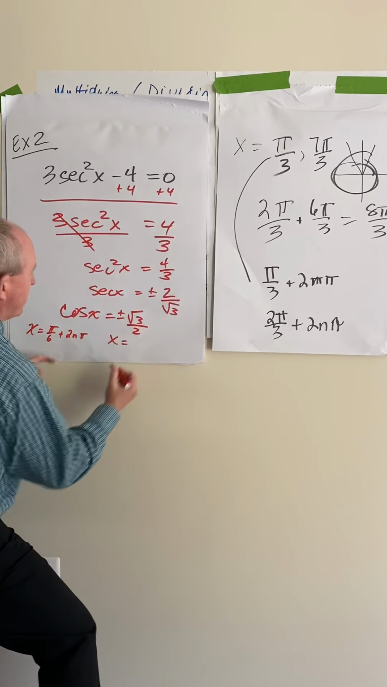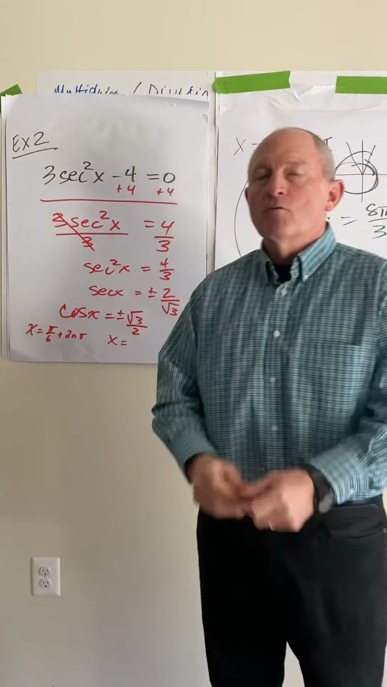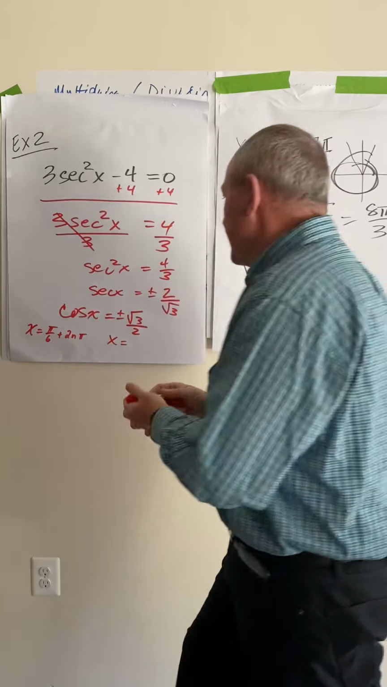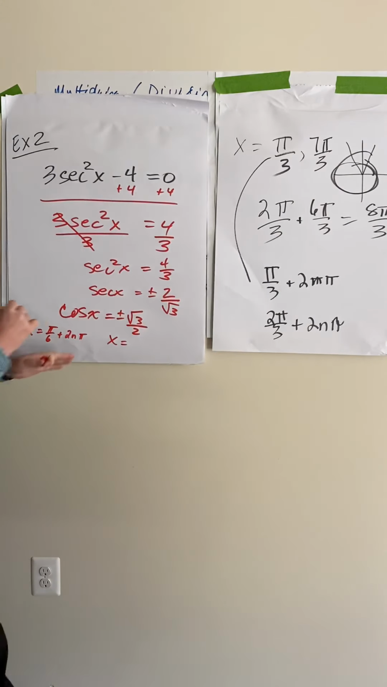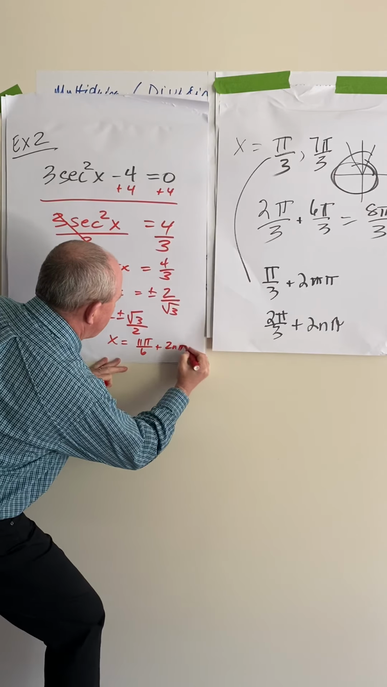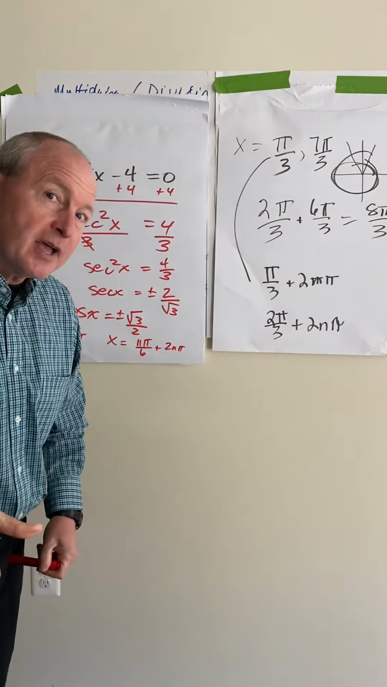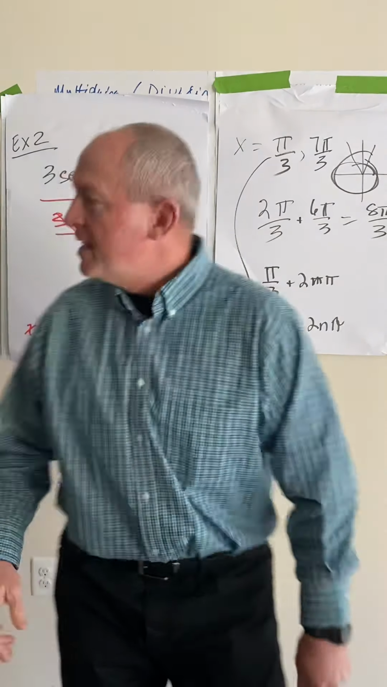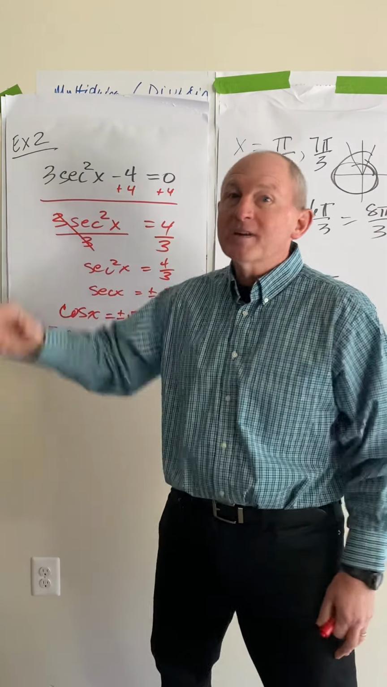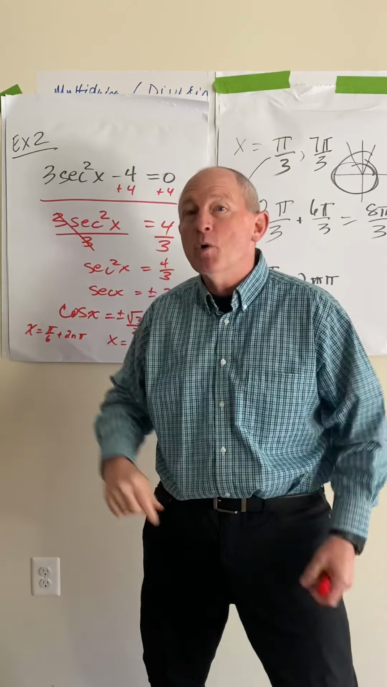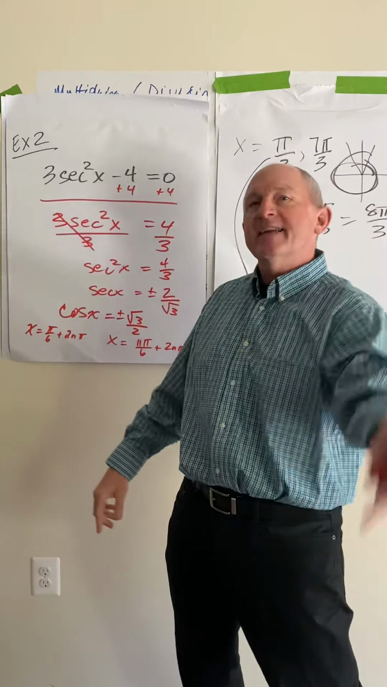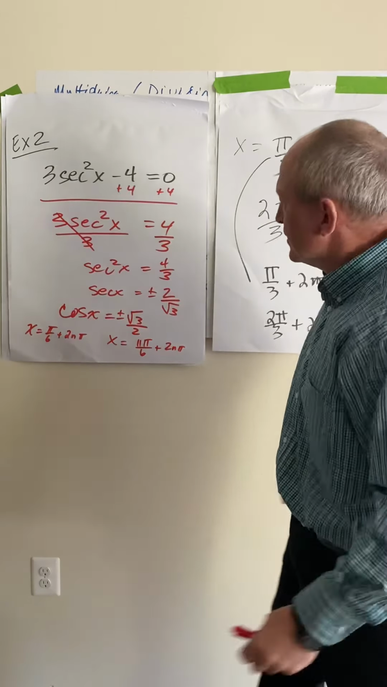But x could also be, where else is root 3 over 2 the cosine positive? Oh, in the fourth quadrant. So I could say fourth quadrant would be like 11 pi over 6 plus 2n pi. Oh, what's that, you say? You bring up a good point. It's plus or minus. So I also have the values of x where the cosine is negative root 3 over 2, which would be which two quadrants is it negative? Right, the second and the third quadrant. Very good. So the second and third quadrant.